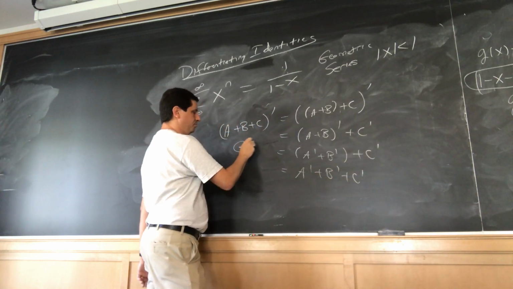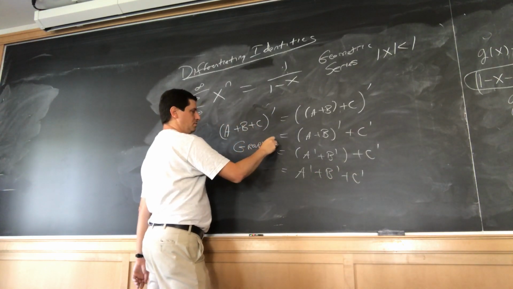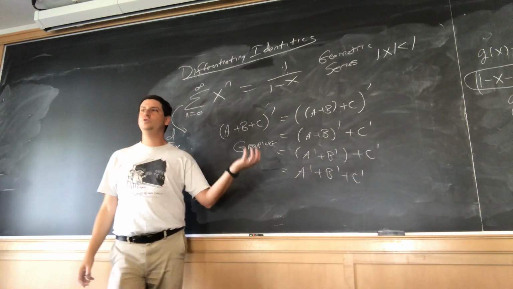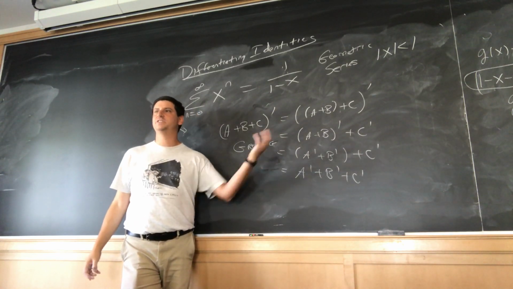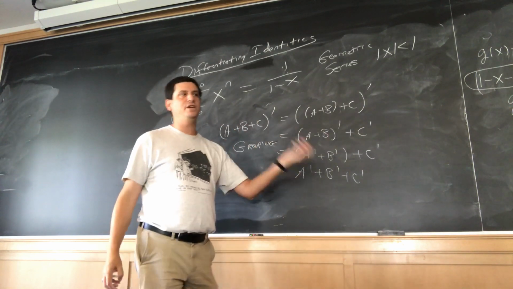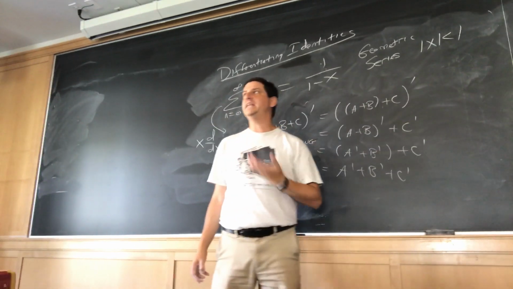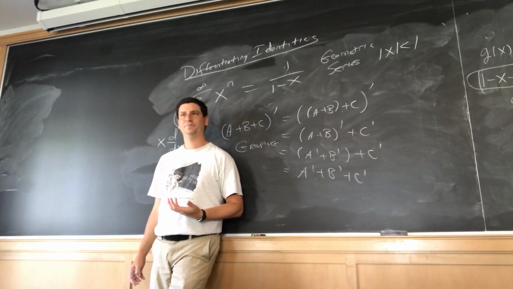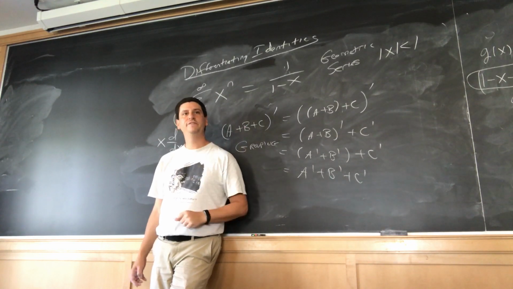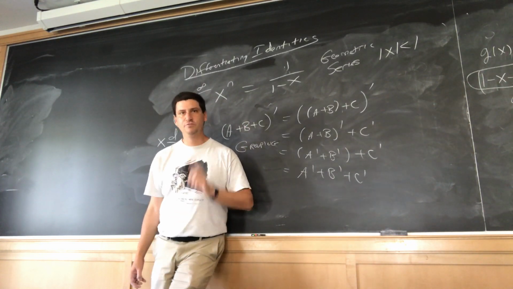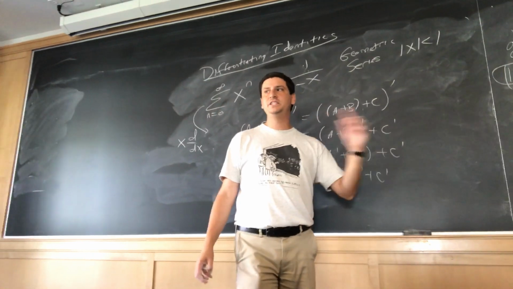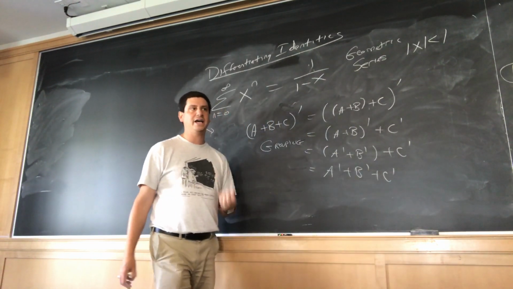So this is the grouping proof. If you know that the derivative of a sum of two functions is the sum of the two derivatives, you can get 3, you can get 4, you can get 5, you can get any finite number. That does not mean you can do it infinitely. It does not mean the derivative of an infinite sum is the infinite sum of the derivatives. That has to be justified.